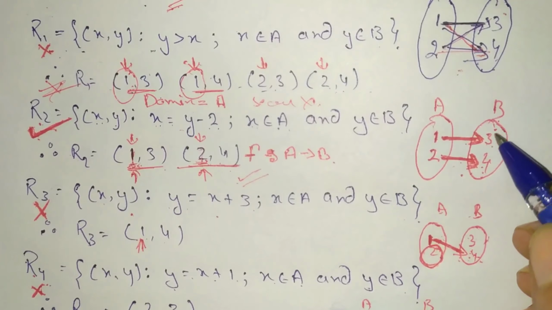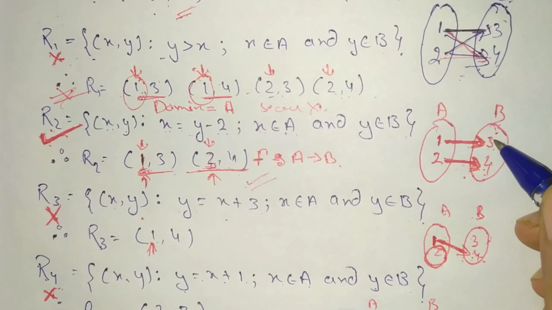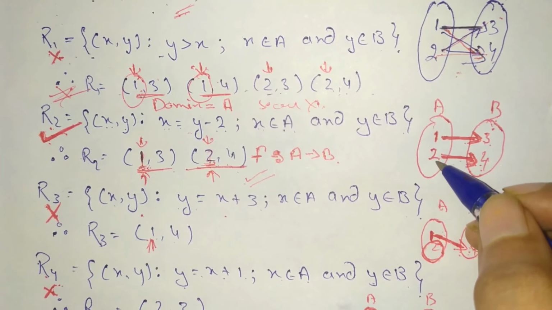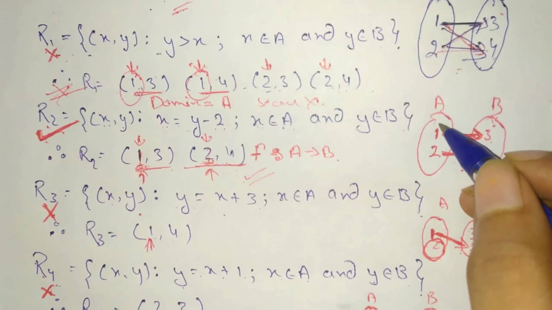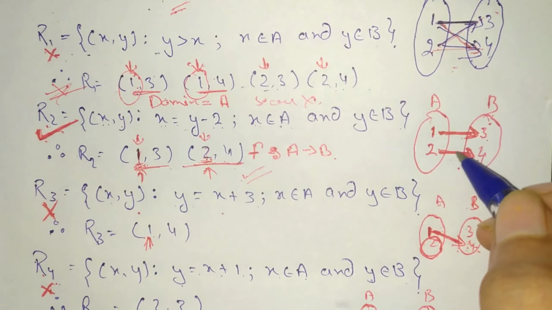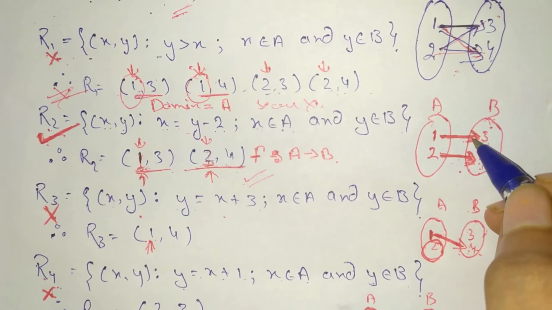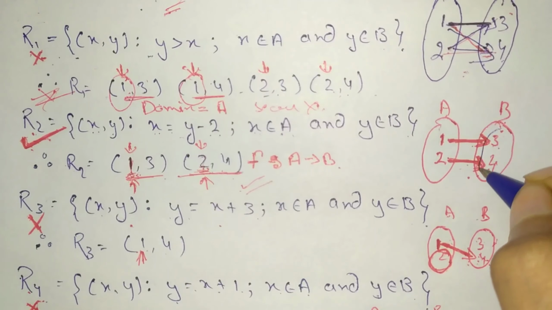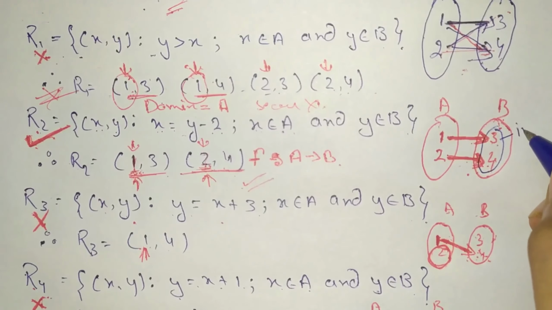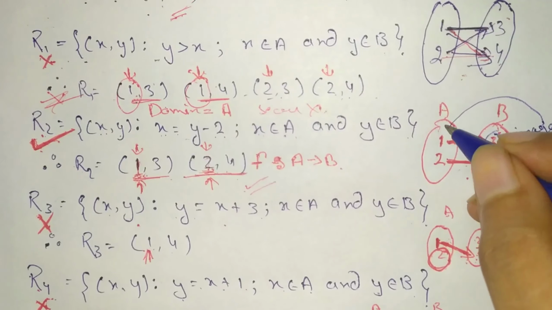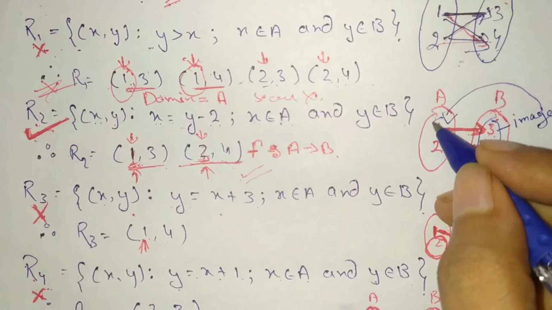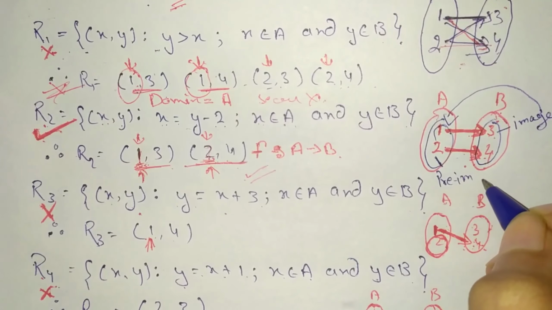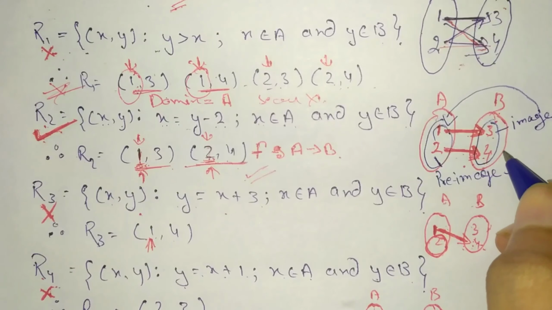Now one more thing which you should know, that in functions elements of set B are called the images of set A, and the elements of set A are called pre-images of elements of set B. I am repeating again that elements of set B are called images of elements of set A, and elements of set A are called pre-images of elements of set B.